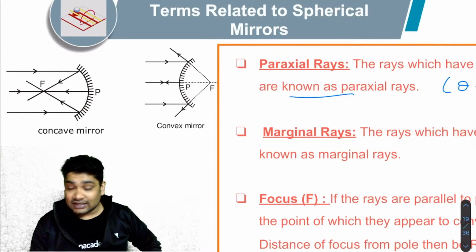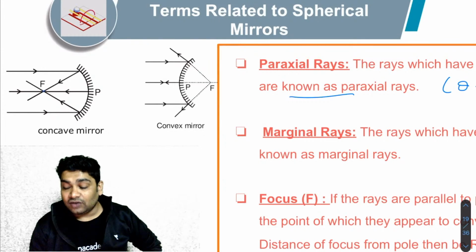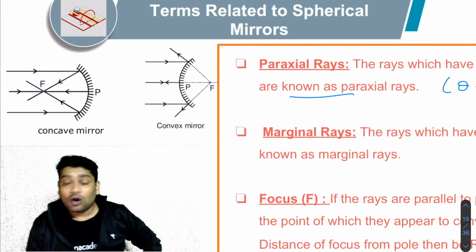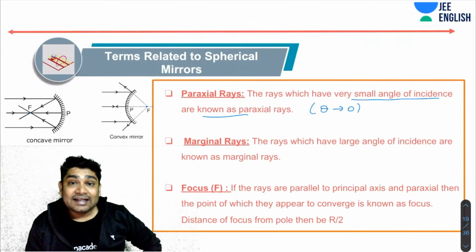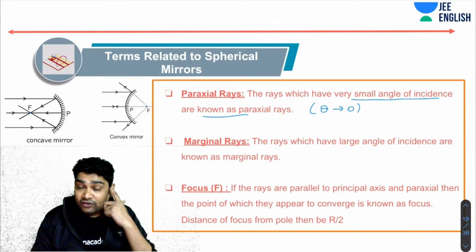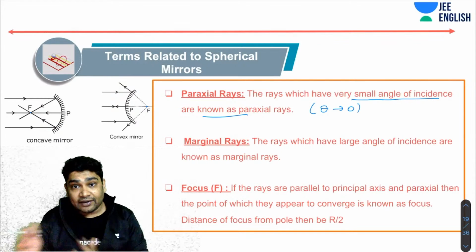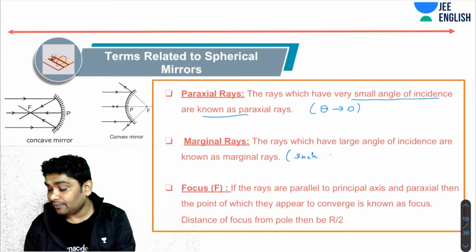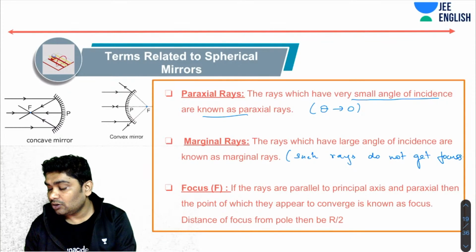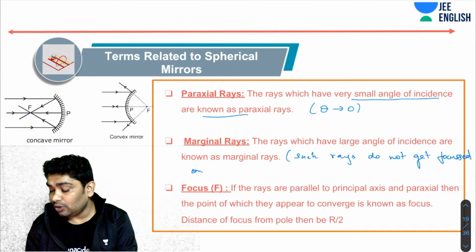In this case, we are only talking about paraxial rays, please remember. For a concave mirror, they converge at a point, and in the case of a convex mirror, they appear to diverge from a point. That is what we call focus. Then we have marginal rays. Marginal rays are the rays which have large angles of incidence. For marginal rays, the points of convergence would be different, so such rays do not get focused on a single point.